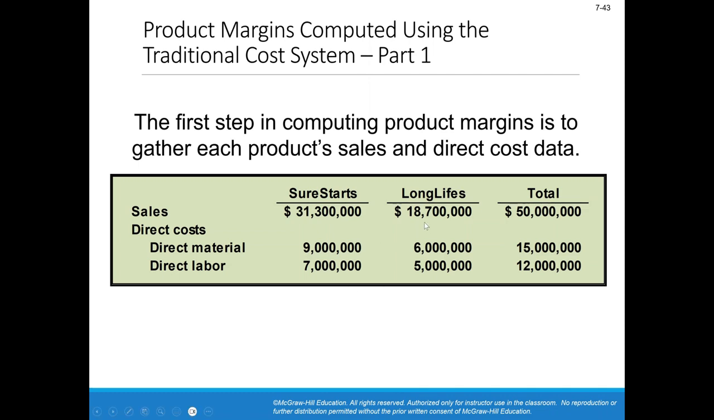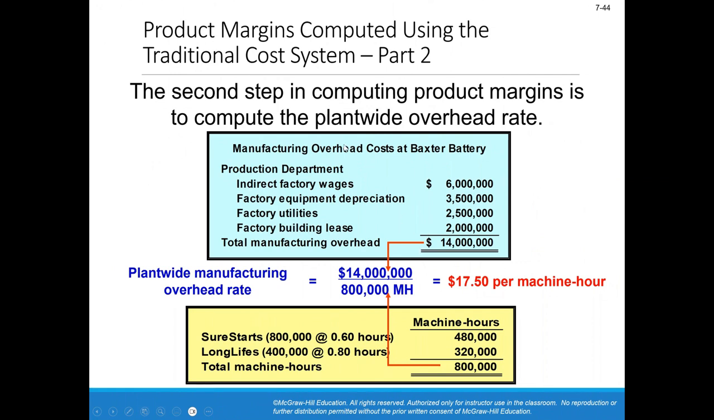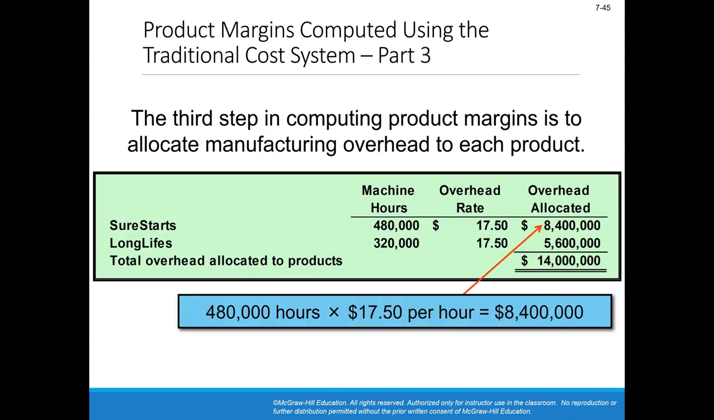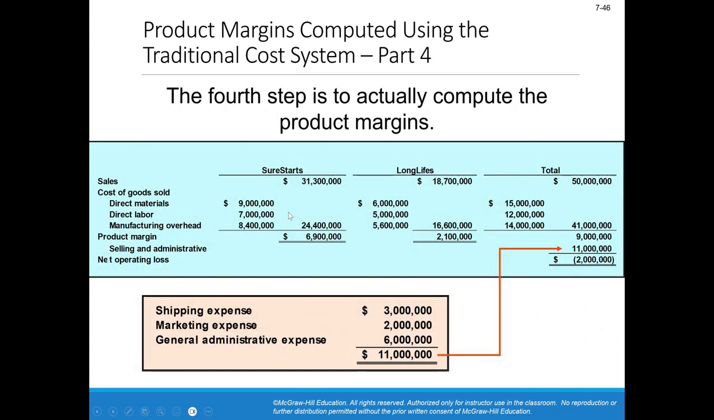So again, we look at this and we look at our direct material, and we see that the second step is to compute the plant-wide overhead rate. All right. The plant-wide manufacturing overhead rate is 14 million divided by 800,000 man-hours. So if we were to assign man-hours, we've got 480,000 for Sure Start and 320,000 for Long Lives. So we've got 1,750 per machine hour. And so we've assigned our overhead cost based on just machine hours. And so we have allocated $8.4 million to Sure Starts and $5.6 million to Long Lives.